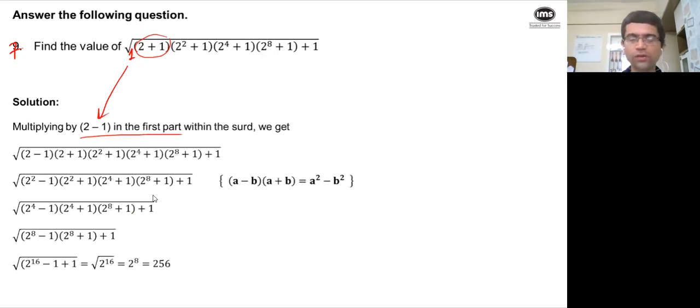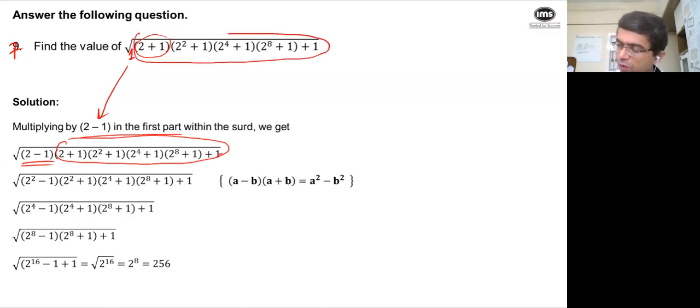So what will be the whole expression? This is what I have added, 2 minus 1. The entire other expression is the same. Nothing has been done to the other expression. Just that I have introduced that 2 minus 1 before the main term. This whole expression is not going to change.